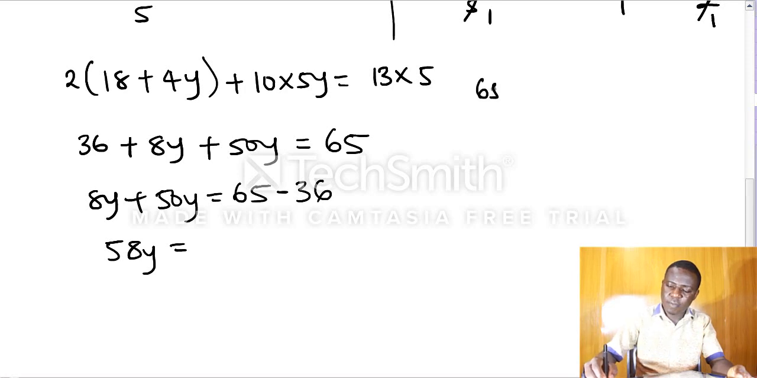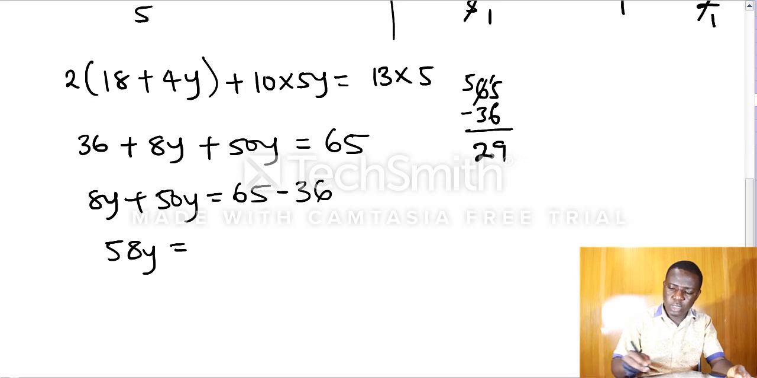65 minus 36. 5 minus 6, it cannot, you borrow 1, this becomes 5, this becomes 15. 15 minus 6 is 9. 5 minus 3 is said to be 2. So this becomes 29.